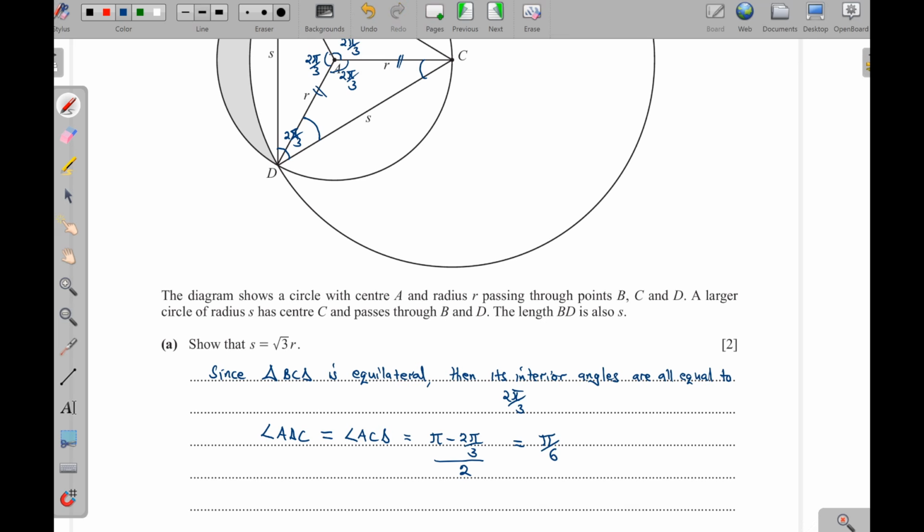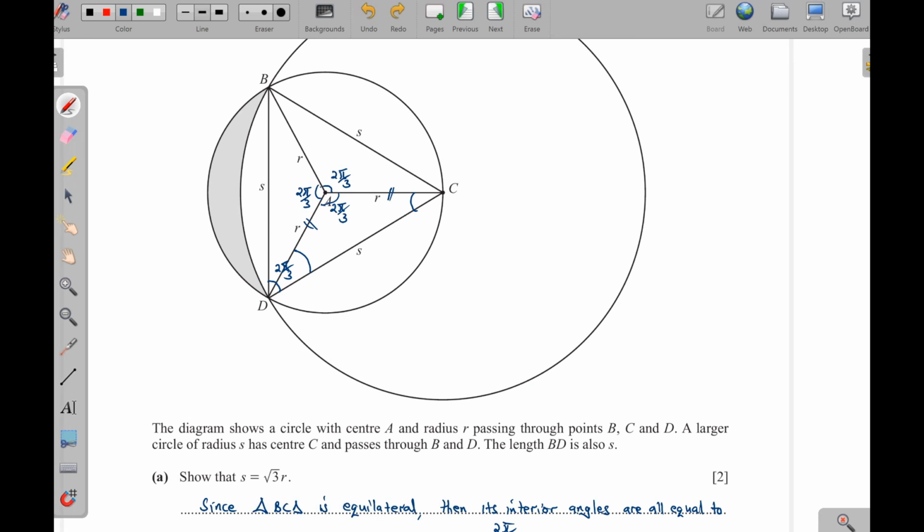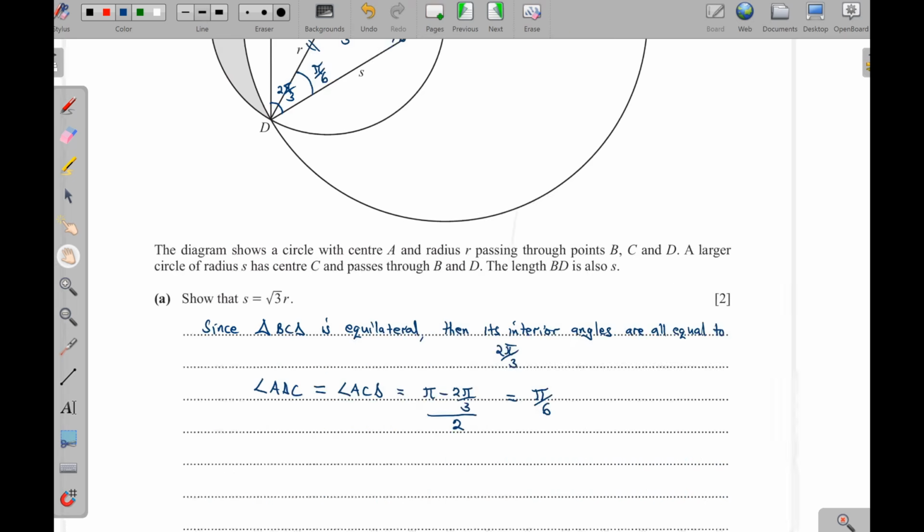Pi over 6. Or in other words, we could even just divide this one by 2, because you can see that this AD is an angle bisector of this 2 pi over 3. It's the same here. Pi over 6, pi over 6, pi over 6. You see that? So I'm going to write here pi over 6, and also here pi over 6, like that.